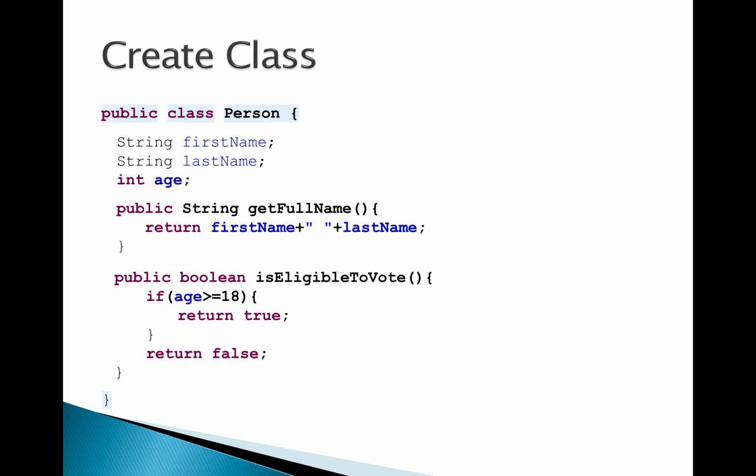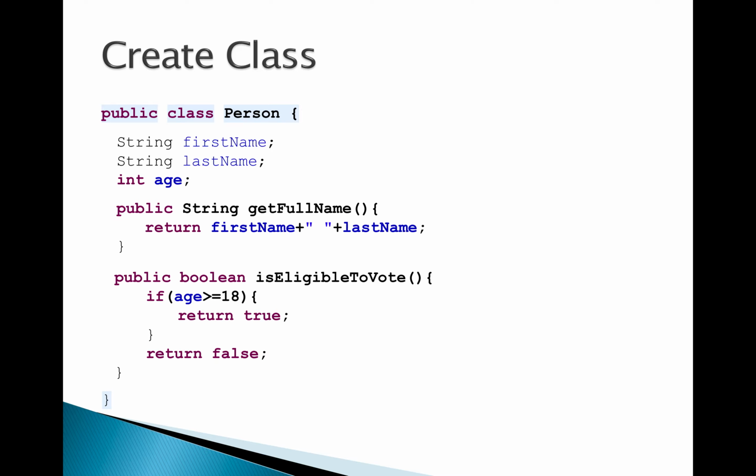Let's get one more behavior. If I want to see whether a person is eligible to vote, I can write a method, and this method is going to operate on the property called age. If the age of the person is greater than or equal to 18, I return true, else I return false. So basically these two, get full name and is eligible to vote, are the methods, and you notice that there is no static in them. So basically they are all instance methods.